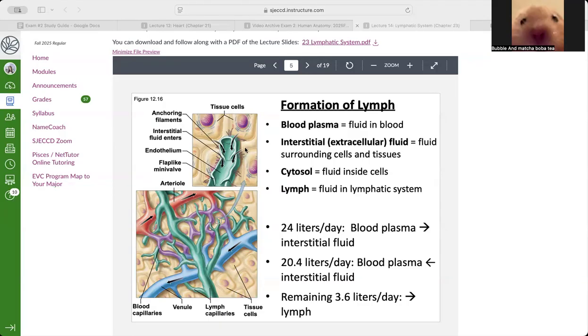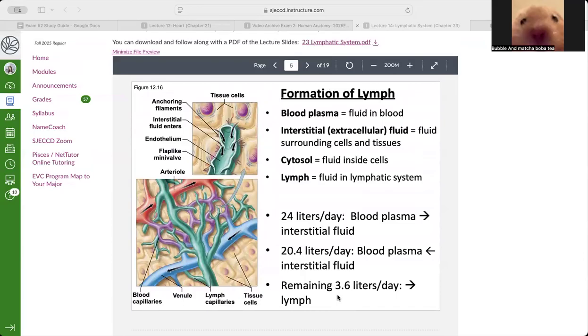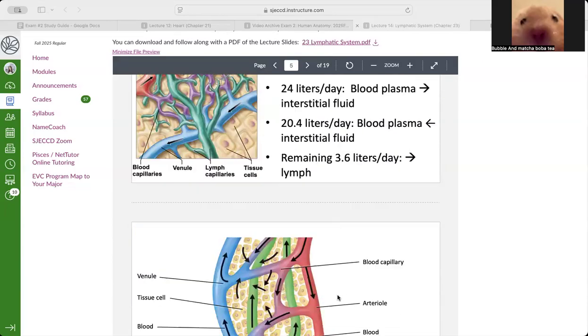So, the fluid leaks out of the capillaries, right? And we have about 24 liters a day of blood plasma becoming interstitial fluid. And about 20.4 liters, not 100%, returns from interstitial fluid to blood plasma. The remaining becomes lymph. So some fluid can't return back to the capillaries and becomes lymph.